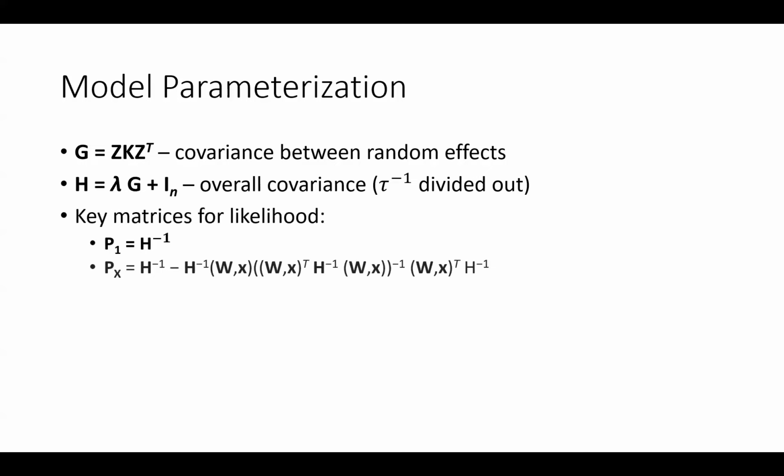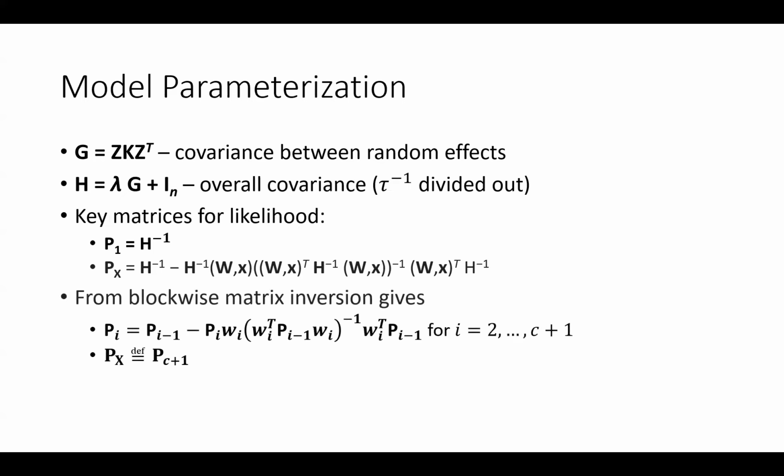Within our likelihood evaluations, we'll need to note these P matrices. They will just become important, but you can notice they're rather difficult to compute. And we can also go through and define a recursive relationship for these P matrices based on the covariance. So we need from 1 to C plus 1, where C is the number of covariates that we have. And then we define Px to be P C plus 1. This gives us a really nice structure to work with. In terms of how you compute these, it'll become clear how these are relevant in a second.